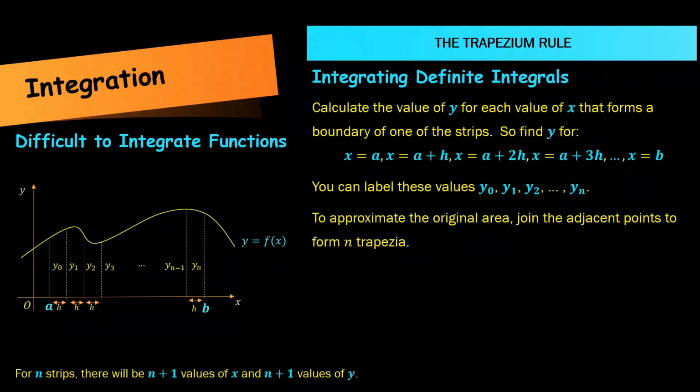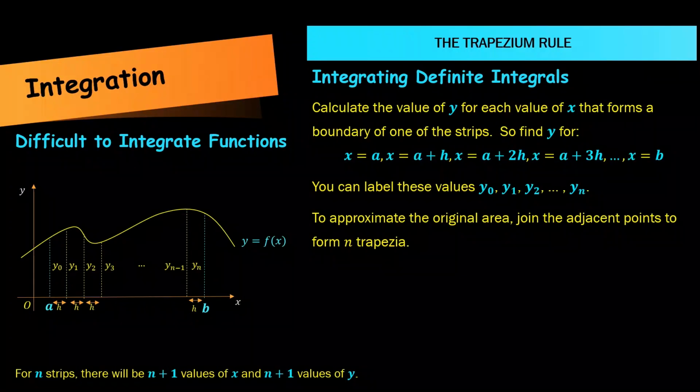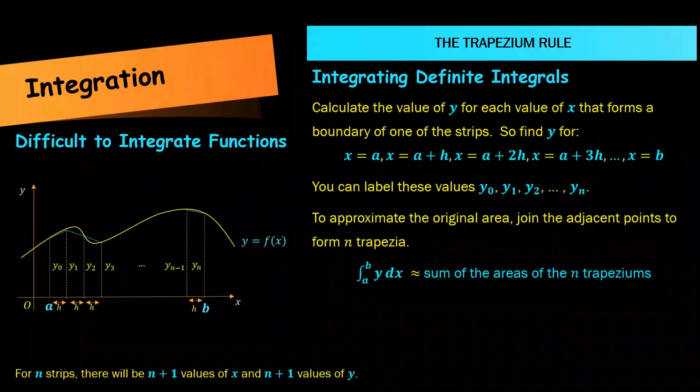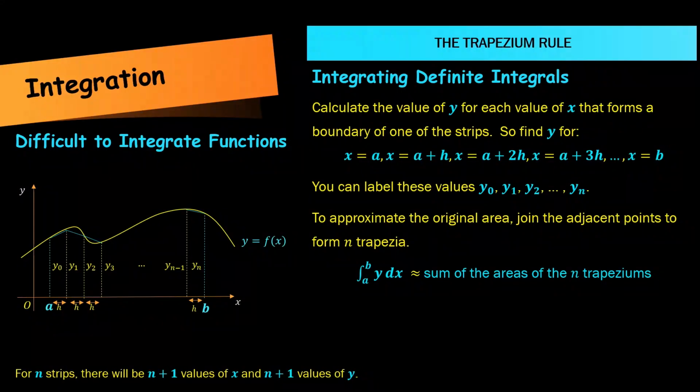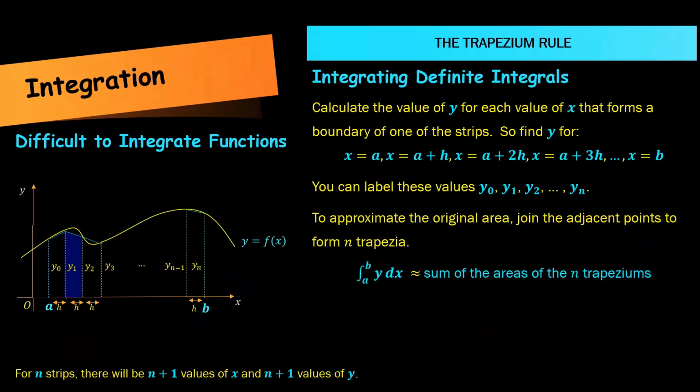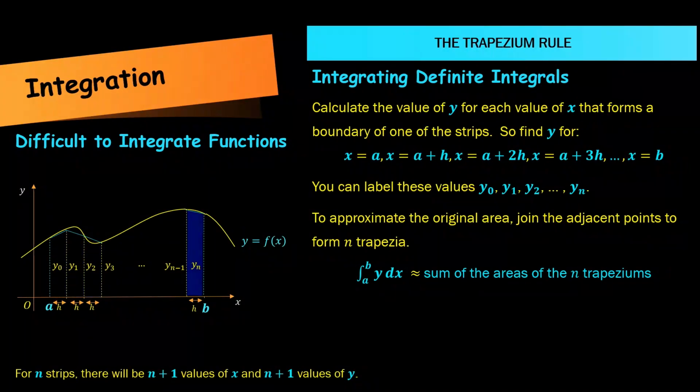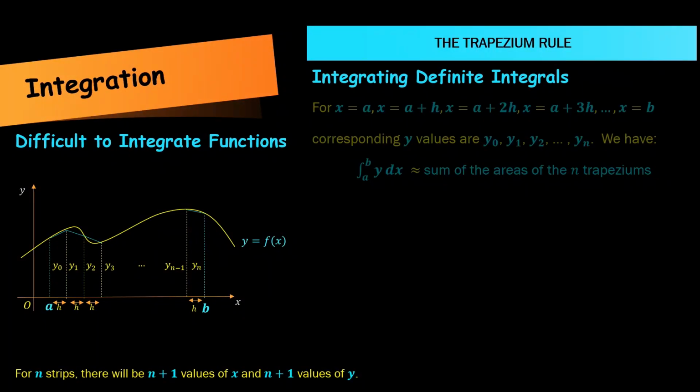To approximate the original area, join the adjacent points to form n trapezia, as shown. The integral of y between the limits a and b dx is approximately equal to the sum of the areas of the n trapeziums. Recall that the area of a trapezium is equal to a half times, and in this diagram we have y0 plus y1 times h, as shown.